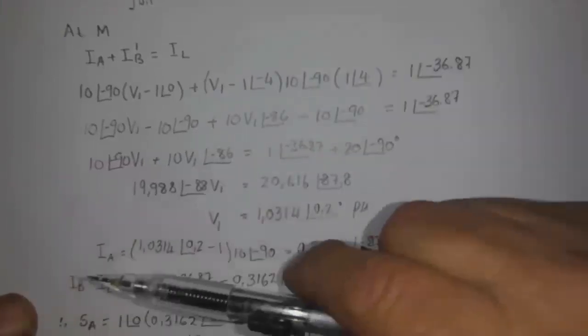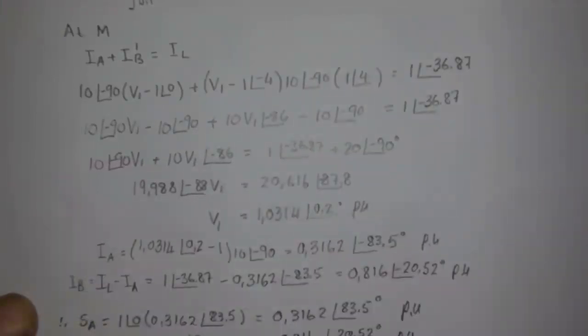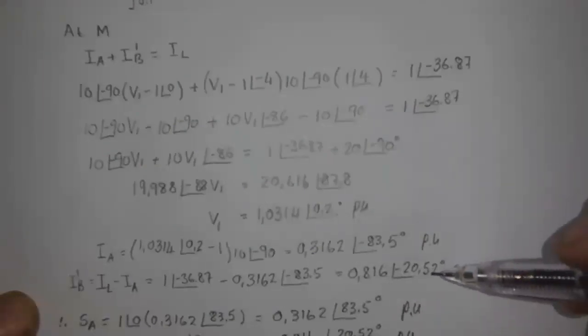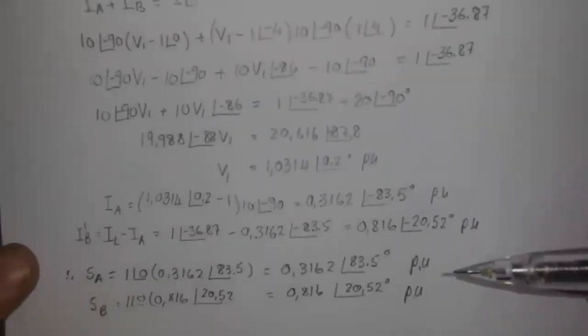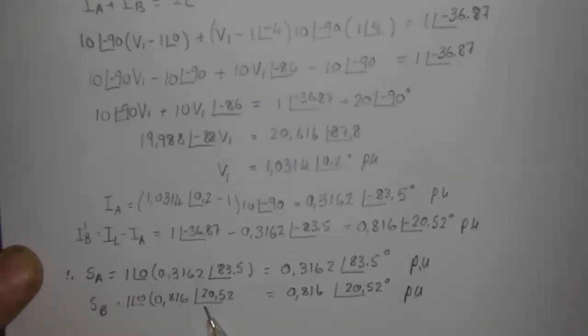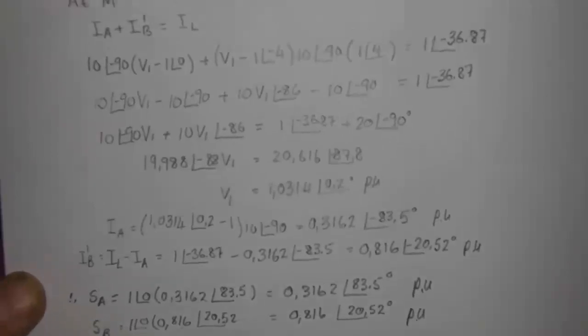And IB dash, sorry, will be I load minus IA. And that gives us a value of 0.816 angle minus 20.52. So SA will be 1 times the conjugate of the current, which gives us 0.3162 angle 83.5. SB is 1 times 0.816 angle 20.52, and that gives us 0.816 at an angle of 20 degrees.